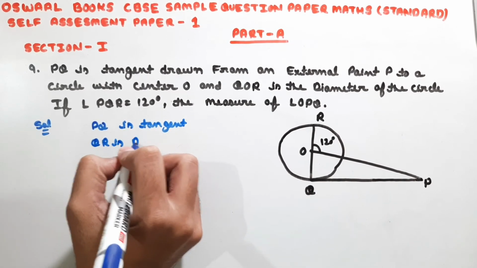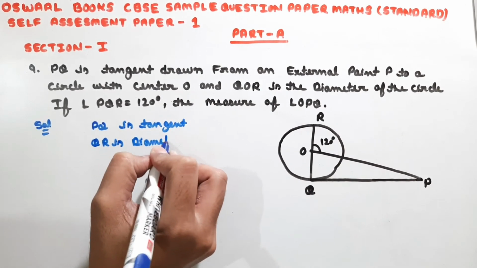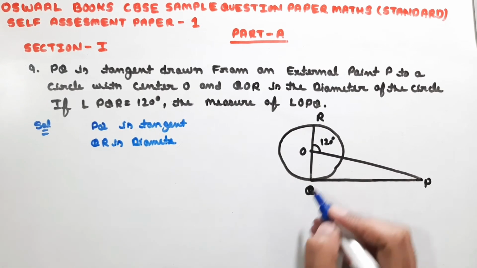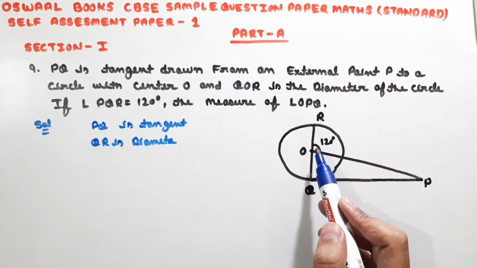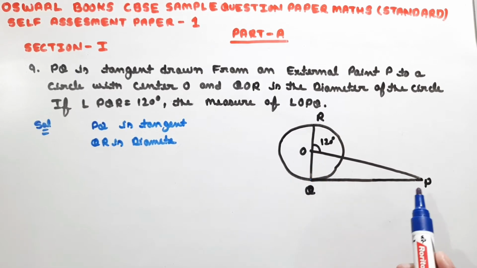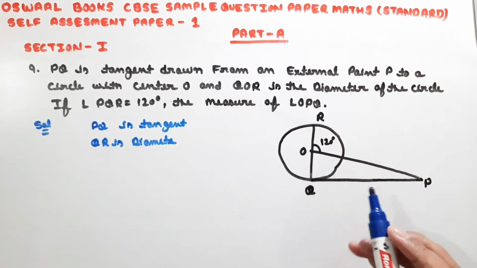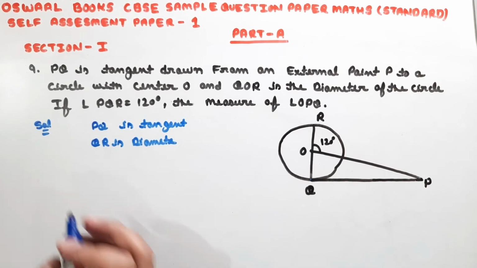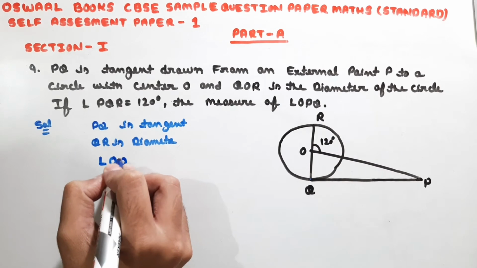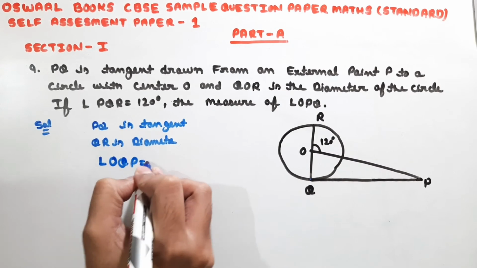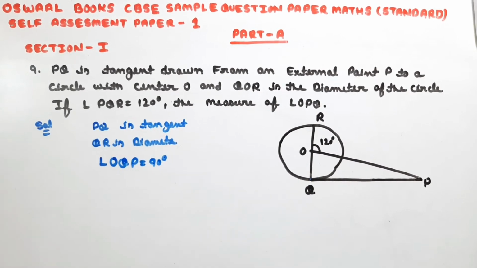is diameter. So we know that at the point of contact, the angle between the radius of the circle and the tangent will be 90 degrees. So angle OQP equals 90 degrees.